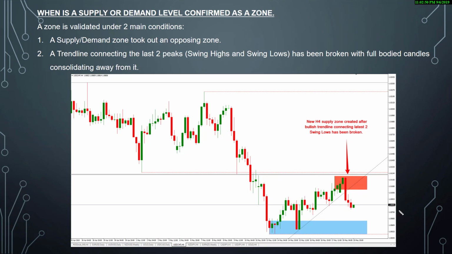So that's how you can confirm a level as a zone using those two points. The first one is when either a supply or a demand zone takes out an opposing zone. That means a supply zone can be taken out by a newly created demand zone, and a demand zone can be taken out by a newly created supply zone. And then also, a trend line connecting the last two peaks, which is either swing high or swing low, has been broken by a full-bodied candle. Okay, let's move forward now.